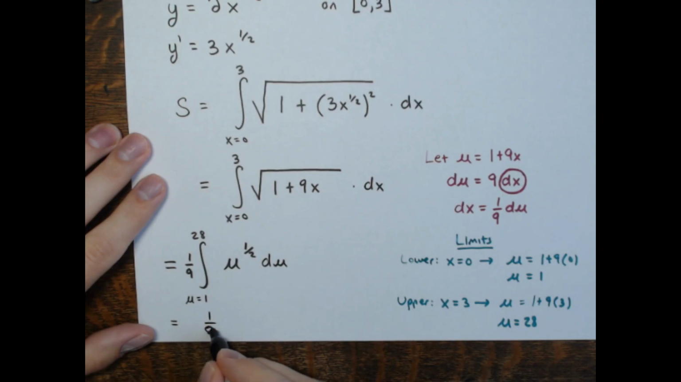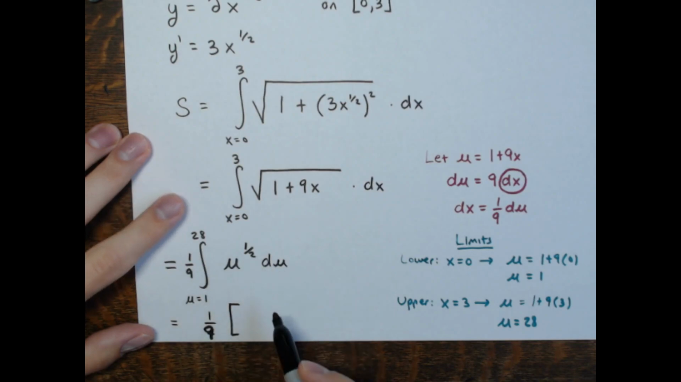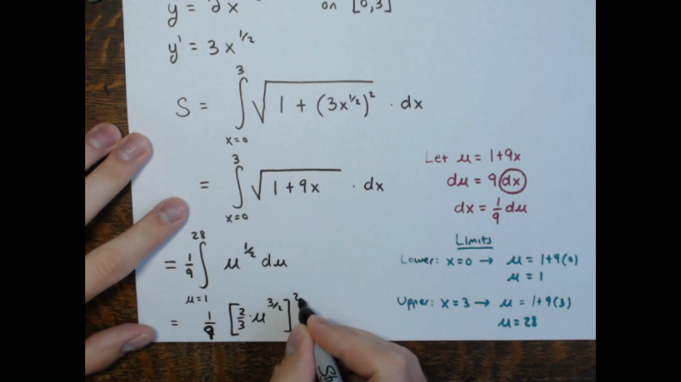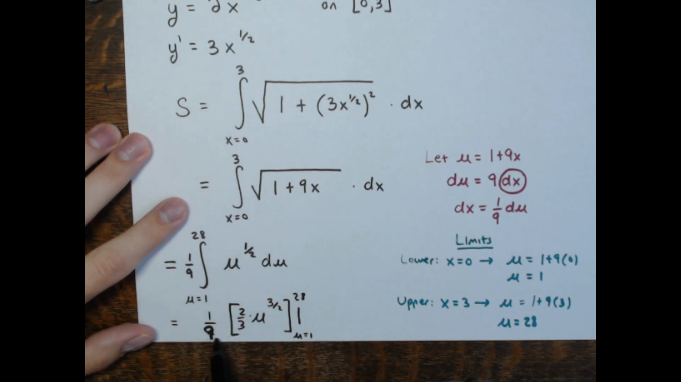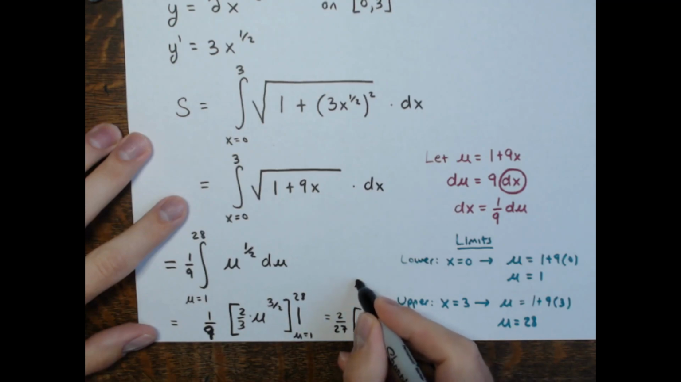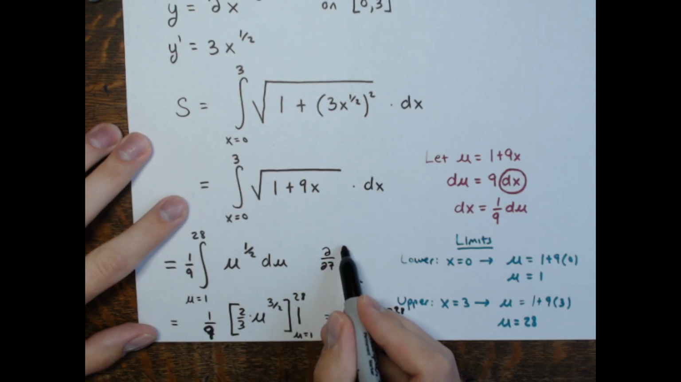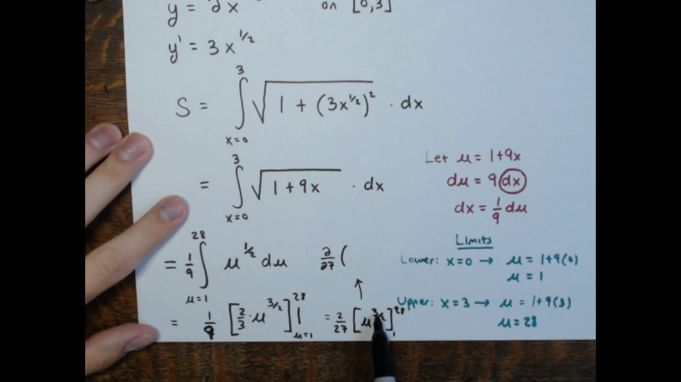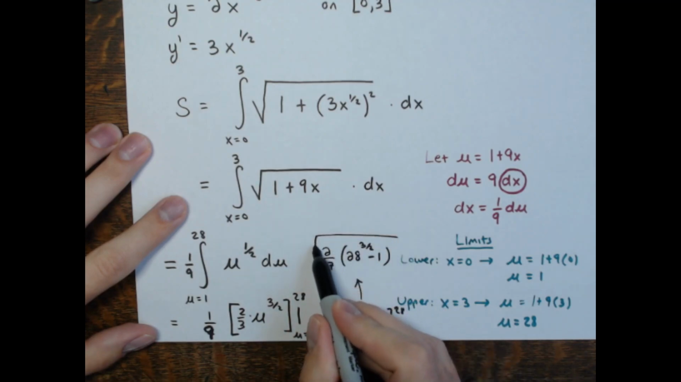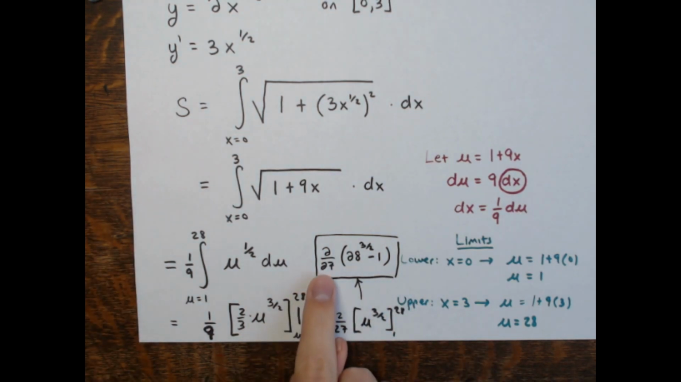So this is going to be 1/9 times, and then I can anti-differentiate this with respect to u. This would be u to the 3/2 times 2/3. We're going from u equals 1 to 28. I can pull the 2/3 out of this, make this 2/27. And then we're just doing u to the 3/2 from 1 to 28. So this would be 2/27 times 28 to the 3/2 power minus 1 to the 3/2 power. But 1 to any power is 1, so this is 28 to the 3/2 power minus 1. Here we go. This is how long that curve is: 2/27 times the quantity, 28 to the 3/2 power minus 1.